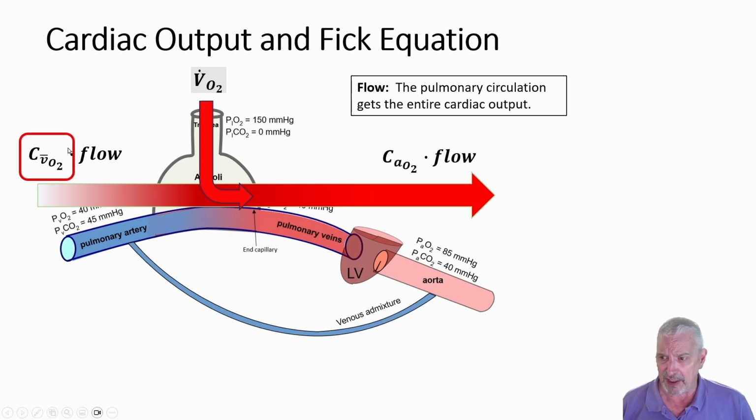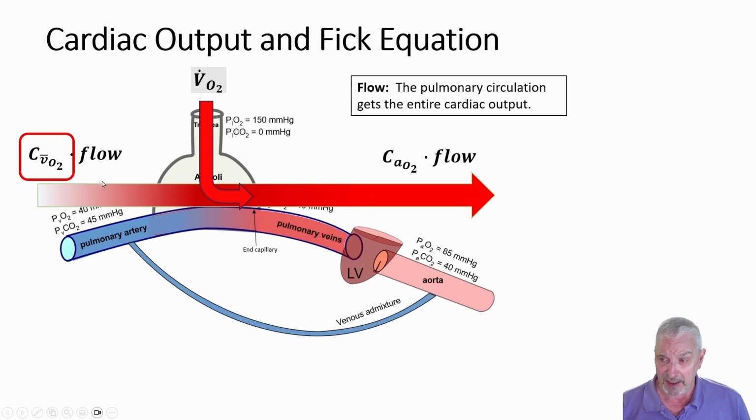The other thing you have to realize is that the venous blood coming into the pulmonary circulation represents a mixture of the venous bloods from the various systemic circulations that use different amounts of oxygen. So rather than using an individual venous oxygen content, we use the mixed venous oxygen content, which is the average of all the systemic organs.